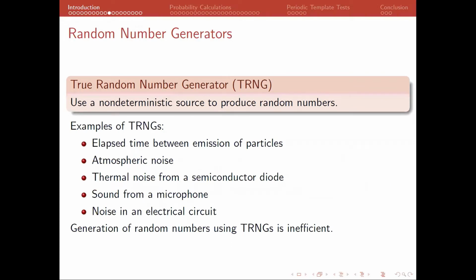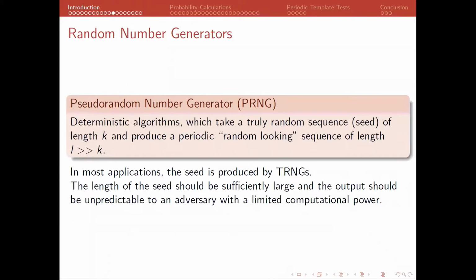And also we have random number generators. We have true random number generators, TRNGs, and they are very difficult to use because they use a non-deterministic source to produce random numbers. And usually you cannot be sure that it is really a random number. Some examples in the literature use atmospheric noise, noise in electrical circuits, or emission of particles. They are all used as TRNGs. But it is inefficient, because also you cannot produce the same random number in another place. Therefore, pseudo-random number generators are used.